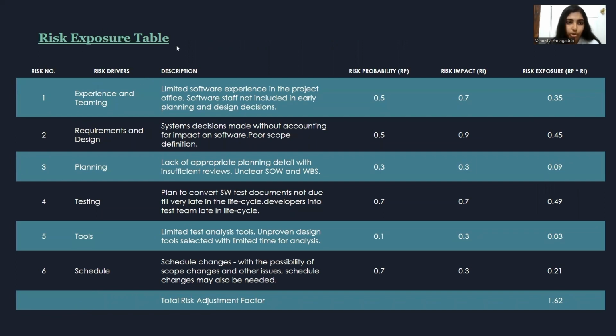First is the risk exposure table. In the risk exposure table, we have different risk drivers, and there is probability, risk impact, and risk exposure. Risk probability tells whether the risk occurs or not, and risk impact is the cost if the risk occurs. So the risk exposure will be risk probability times risk impact, and the total risk adjustment factor will be the sum of risk exposure, which we got as 1.62 over here.